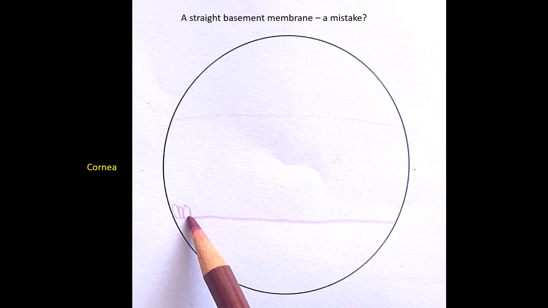Cornea, which is a site for stratified squamous non-keratinized epithelium, the basement membrane does not have any papillary appearance. It will be a straight line. So is it a mistake? Well, it is not. But in majority of the sites, the basement membrane have that papillary appearance.